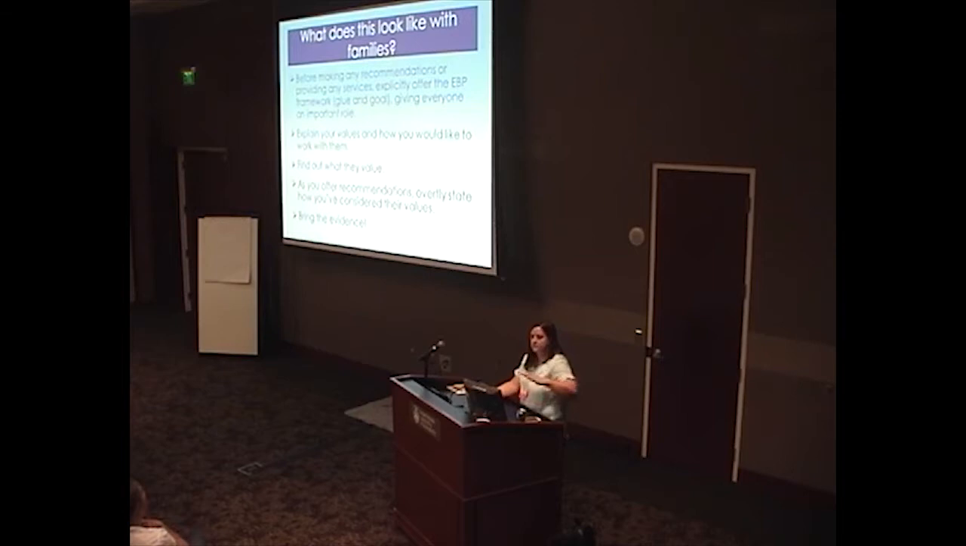Okay, so what does this look like with the families? Before making any recommendations or providing any services, we can explicitly offer the evidence-based practice framework as kind of like a model. Here's the glue and the gold. This is what we're gonna do. And we're gonna give everybody an important role, okay? So I've been in an IEP meeting where the family and the teacher and myself are there, and we just say, guess what? Your role is to make sure that we're considering the client, family, and values and preferences. The teacher's role is to filter some of these decisions, because he's got to be the one that implements this. He's going to tell us how it's going to work in this situation. My role is to tell you what the research says about all these practices and interventions that you might be considering. You see? Plain and simple, we just divvy it out, and we say this is what we're going to do, and this is our goal that we're working for.